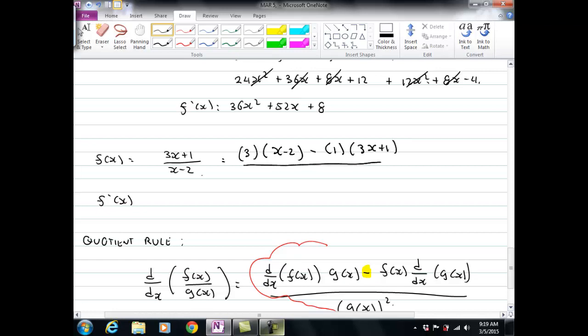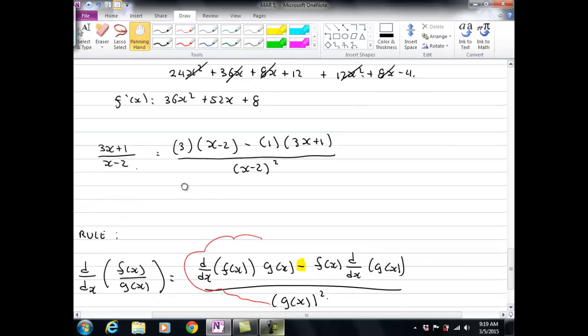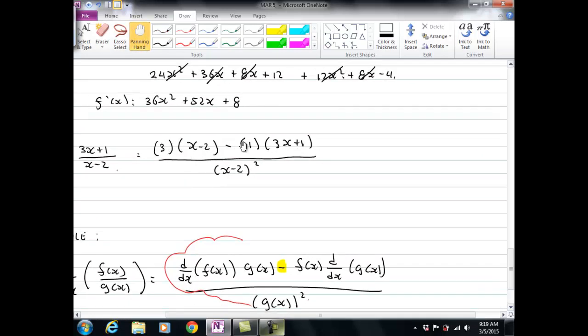All over, see? I put it all over the second squared. The second squared really is x minus 2, all squared. We leave the bottom alone. Don't multiply it out. Just leave it the way it is. So what you want to do is expand out the top part and simplify the top right now.